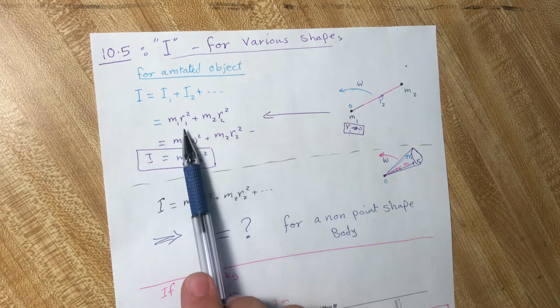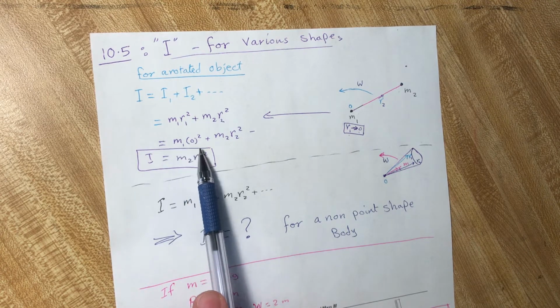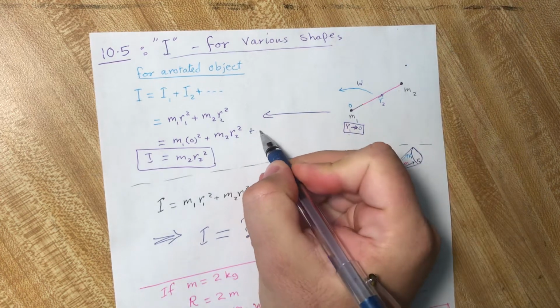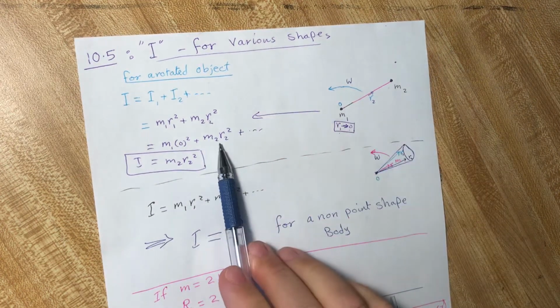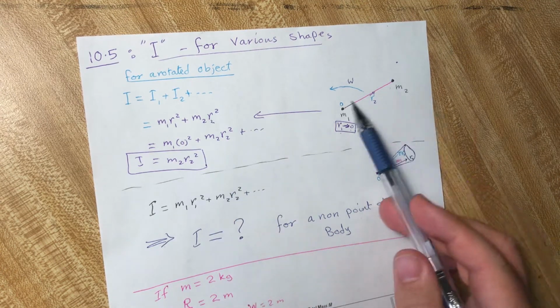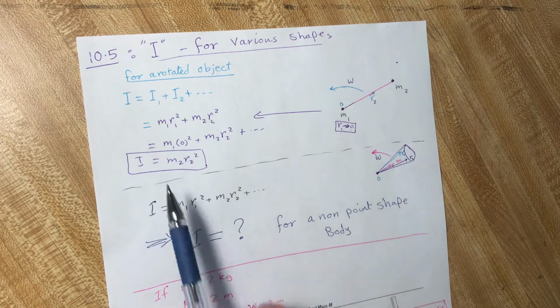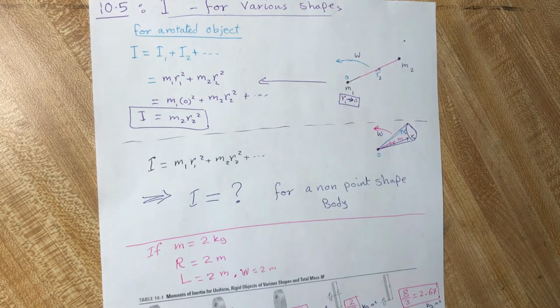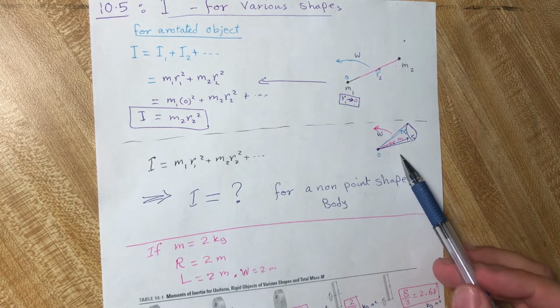So the moment of inertia for body 1 is equal to 0, plus the moment of inertia for the second body, which is m2 r2 squared. We don't have any more bodies, so the moment of inertia for this system is just m2 r2 squared. What if we have an extended body, not a point mass?